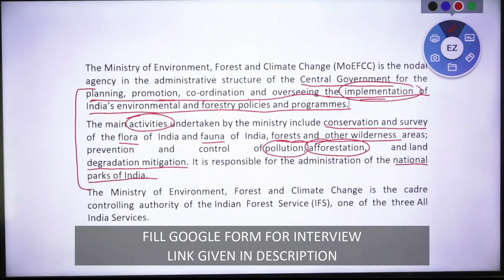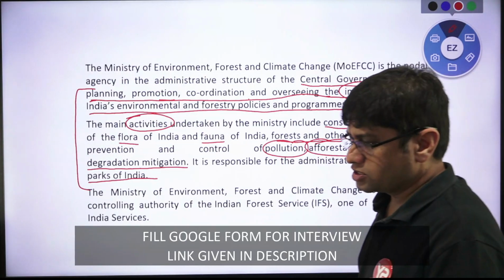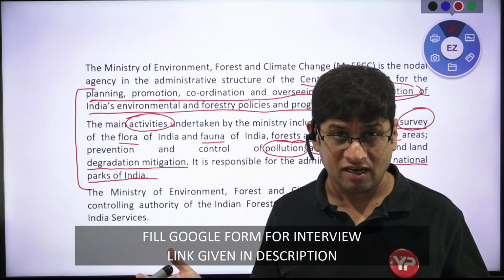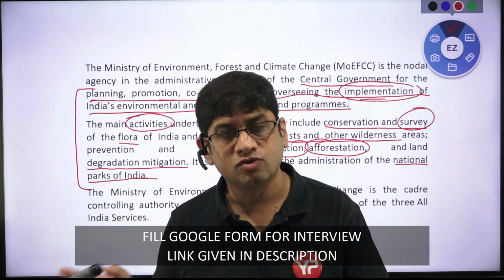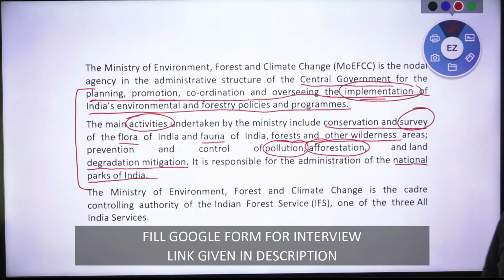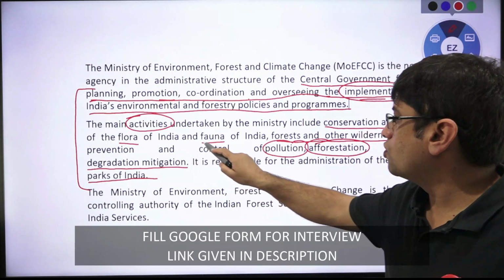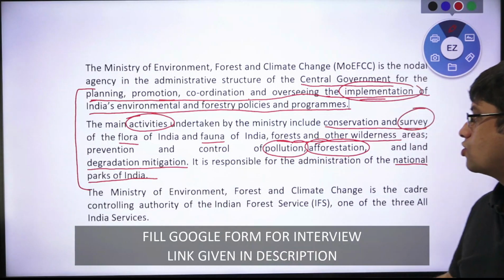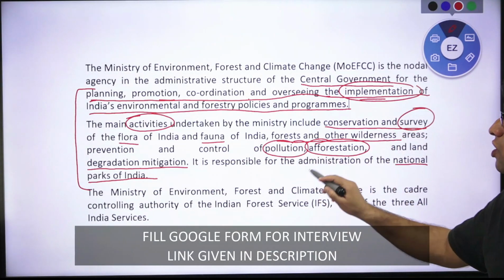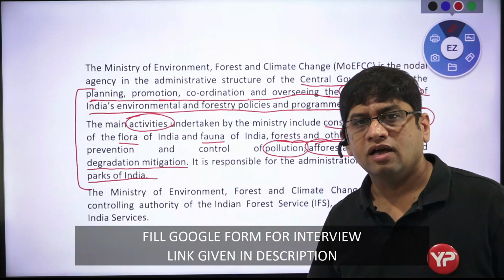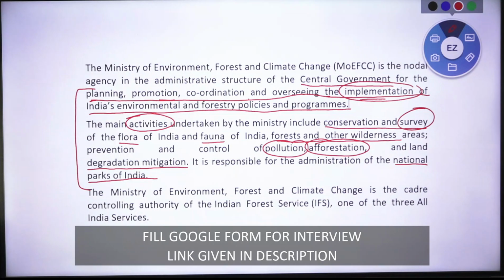So from this you get to know what this ministry is actually doing: conservation of flora and fauna, and survey. You know the meaning of this? Suppose I want to know how much forest area there is in India, that is called forest survey. That activity it also does. Conservation, so national parks, conservation of the forest. You cannot destroy the forest wealth of India. So that is the conservation part of flora and fauna; animals are also included. Forest and other areas, pollution ko control karna, afforestation karna, land degradation ko rokna, these are all its activities.